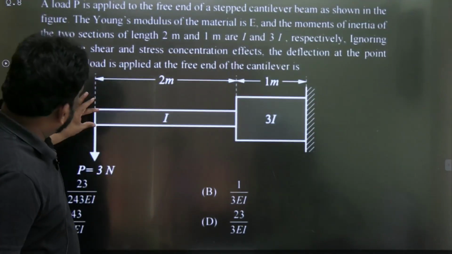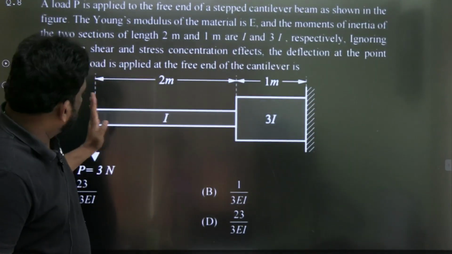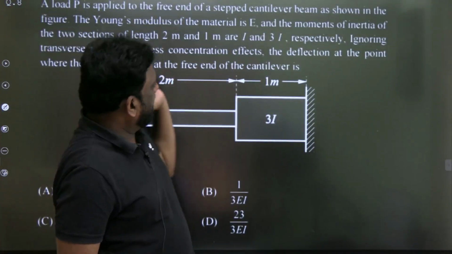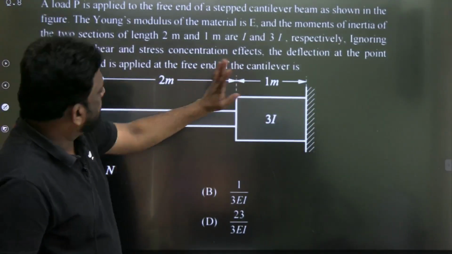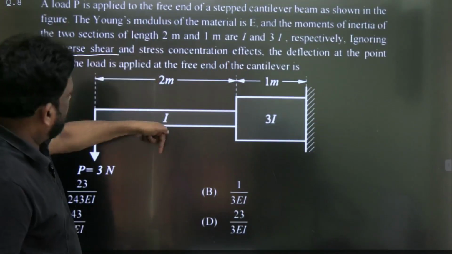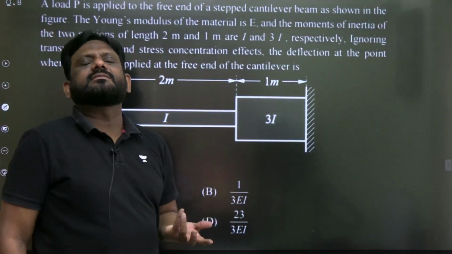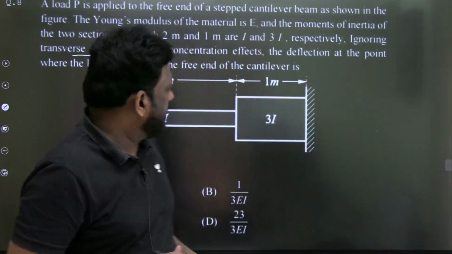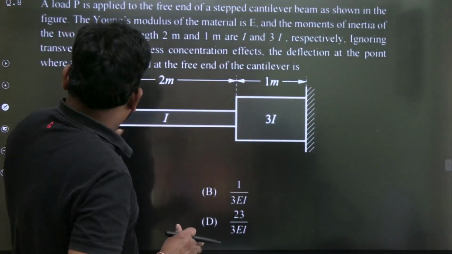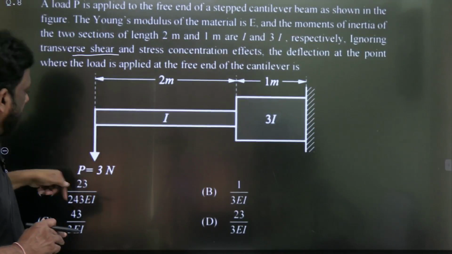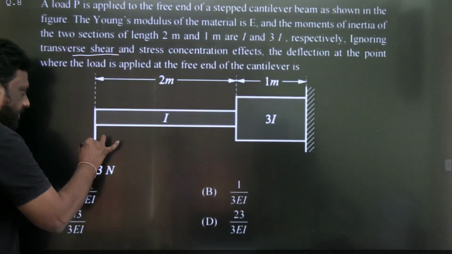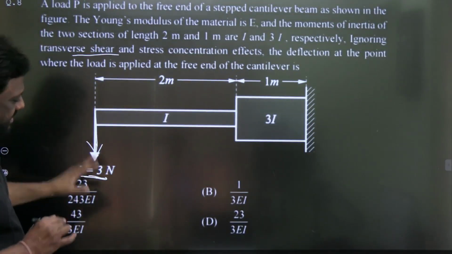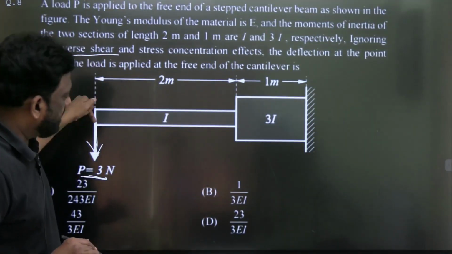Okay, now the moment of inertia of this portion for the first 2 meters is I, and for the later portion is 3I, no problem at all, respectively. Ignoring the transverse shear and stress concentration, whenever there is a change in cross section, there are stress concentration effects, but he said neglect stress concentration effects. And what is the deflection at the point where the load is applied? So the load is applied here, and that load is 3 Newton P, and he is asking what is the deflection under the load P?